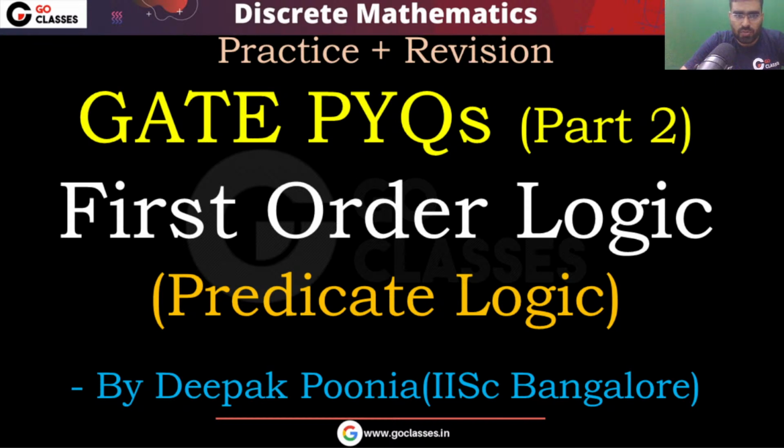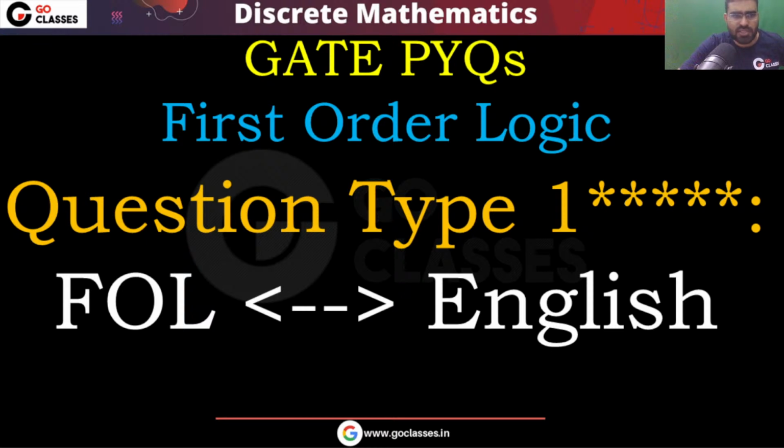So this is part 2 of first order logic GATE PYQ. In part 1 we have done a lot of GATE questions of first order logic, and the remaining questions we will do in this part. The first type of question we have seen is the conversion of first order logic to English and the conversion of English statements to first order logic. All the GATE questions of type 1 are already done in part 1.